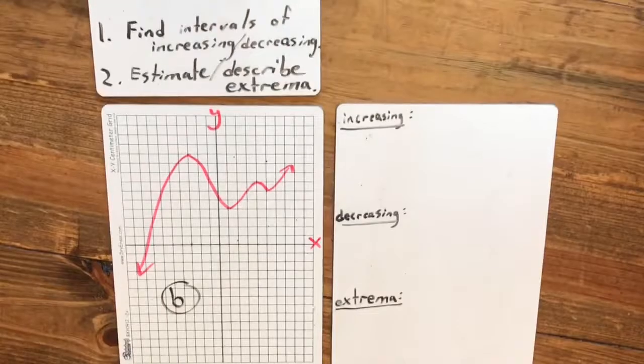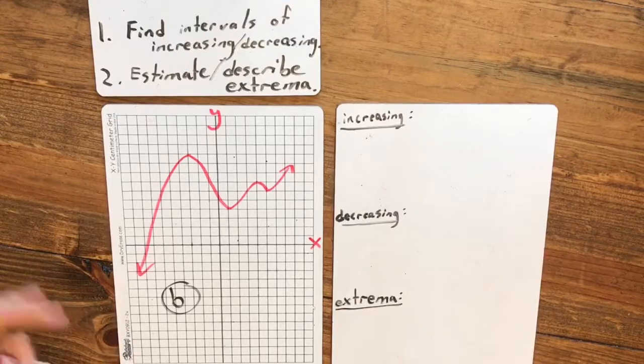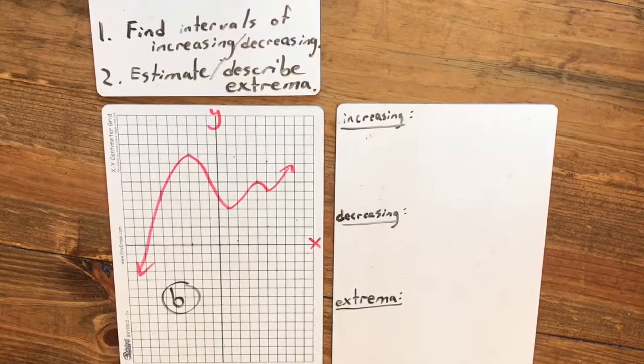So hopefully you've already seen the first video. We are talking about intervals of increasing and decreasing, estimating, describing extrema. This is part B, so we're looking at this second graph here.